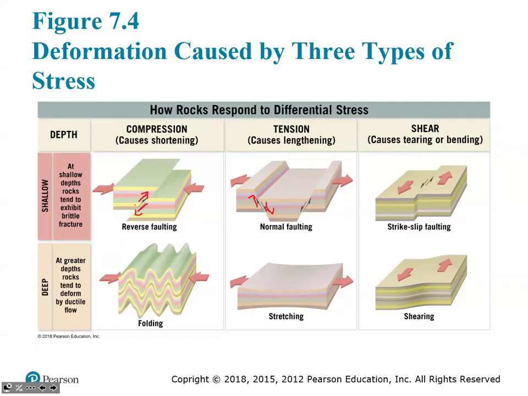Or vice versa. At depth, you tend to get ductile deformation. If you're compressing things, well, to make things shorter, they end up folding up. Like if you have a piece of paper and you try and squish it, it bends. You get folded. If you're stretching it, if you're pulling it apart with tension, it stretches. It lengthens it out, like pulling on taffy.